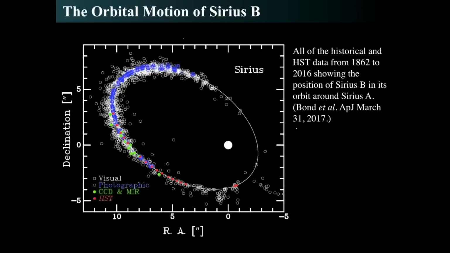which is now a dot, because now instead of looking at the two ellipses, we just center on the bright star Sirius and see how the other star, Sirius B, orbits it with time. And this is all the historical data that exists from 1862 to 2016, and this was compiled by Bond and his group in an Astrophysical Journal article on March 31st, 2017. So this is a pretty recent construction.